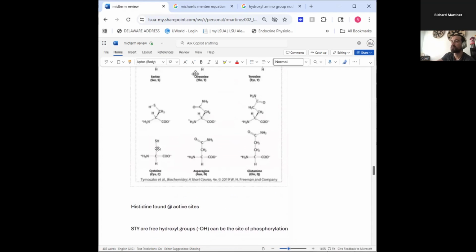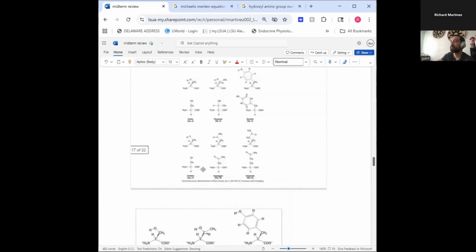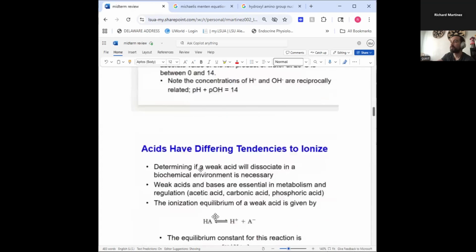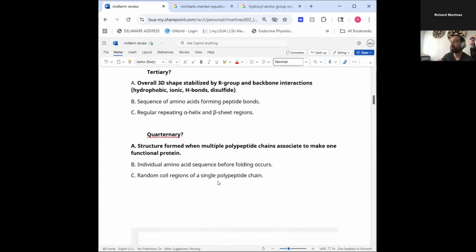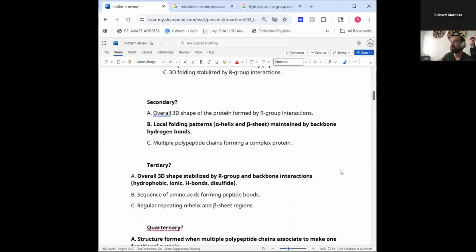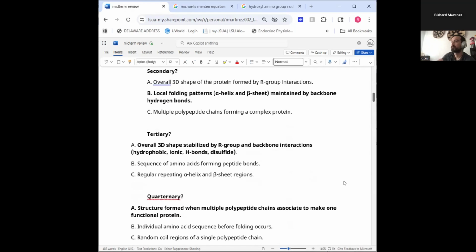This is going to make disulfide bonds. Okay, the H's are going to be plucked off and it'll be SS, right? Remember that in your tertiary structure. Yep, exactly. Yep, they're in tertiary.